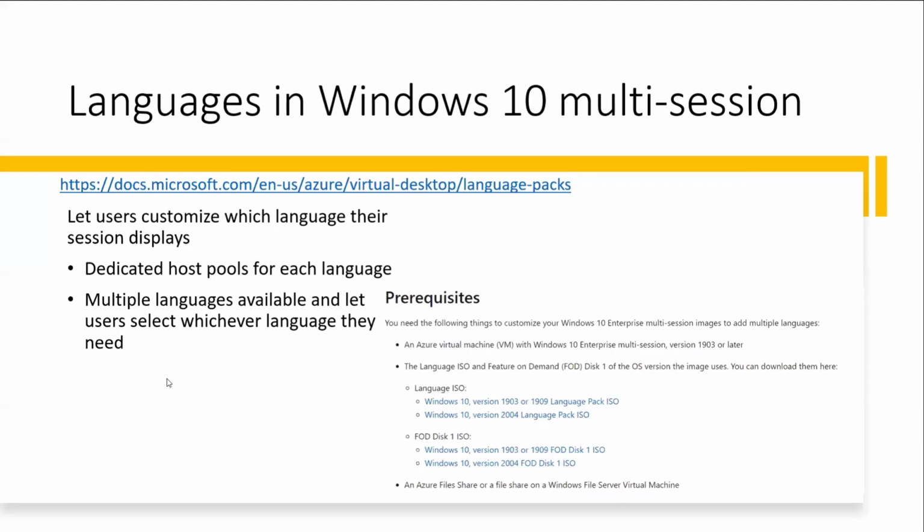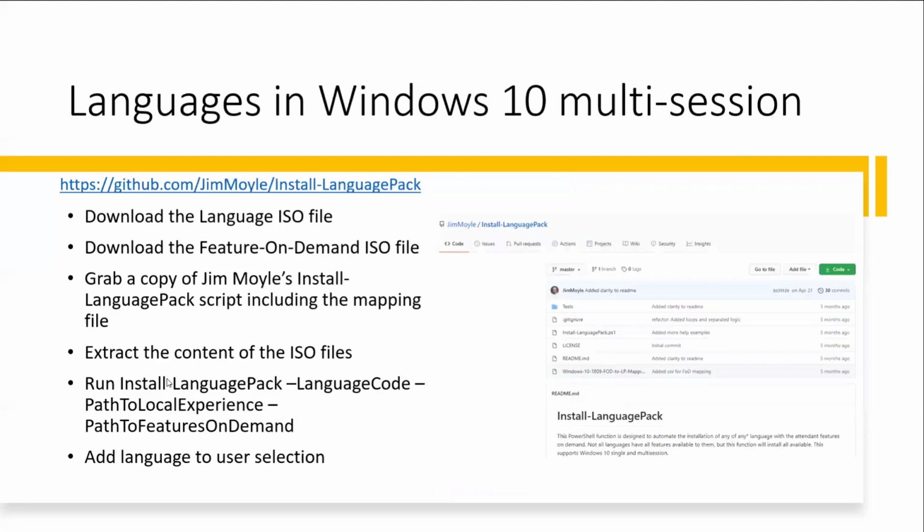The reason I wanted to share this is that it's now also possible to download the ISO files with a direct download link, without the need for a volume license center or other locations with logins. You can find some more information on the URL. On top of that, to make it even easier, the same Jim Moyle has created a script to install all the required files for a language. A language consists of the language files, but also some features on demand.